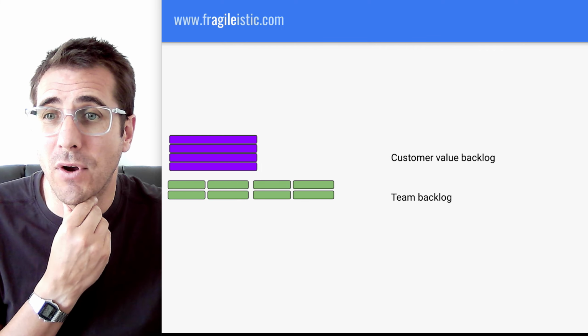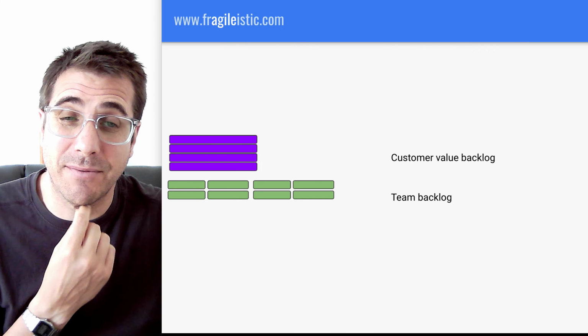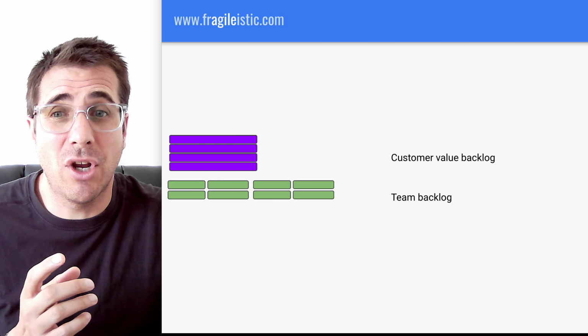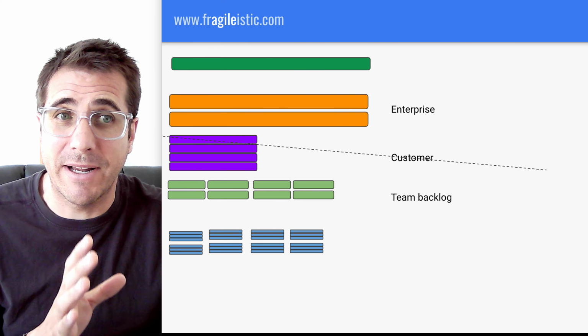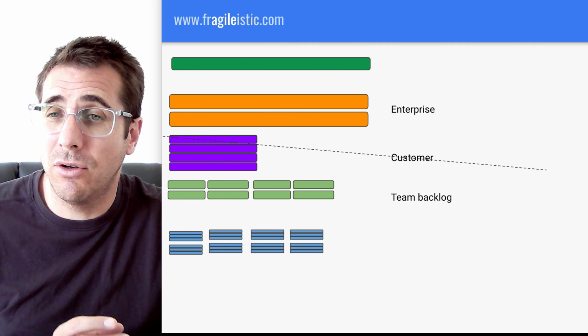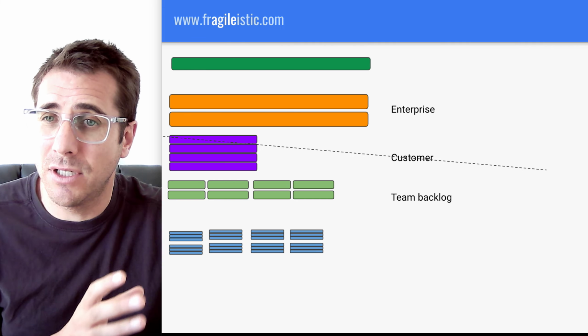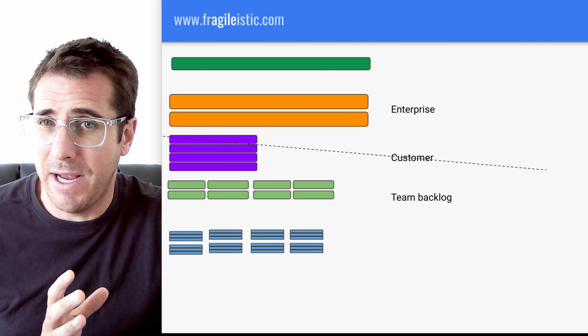Okay, so I'm going to focus on these 2 backlogs, and in fact, I'm going to focus on the customer value backlog. But actually, if I go back, all the backlogs behave the same. I'm just going to talk about some attributes. If you're new to backlogs, you need to be aware that these behaviors are universal across all backlogs.